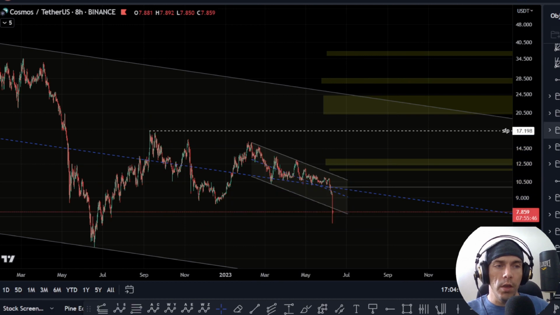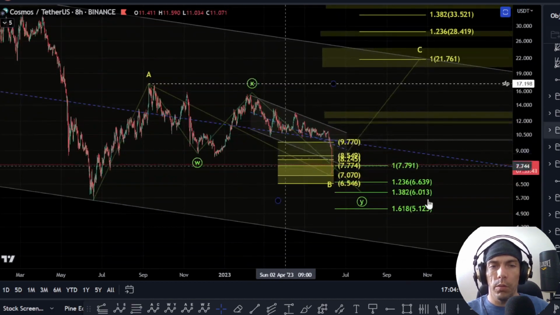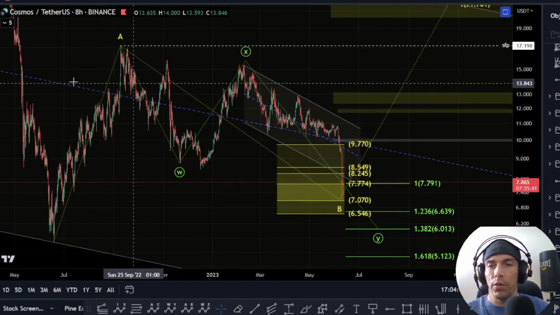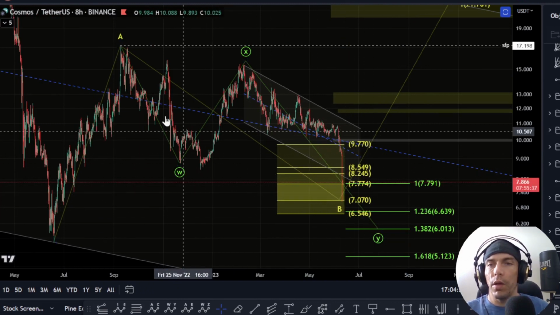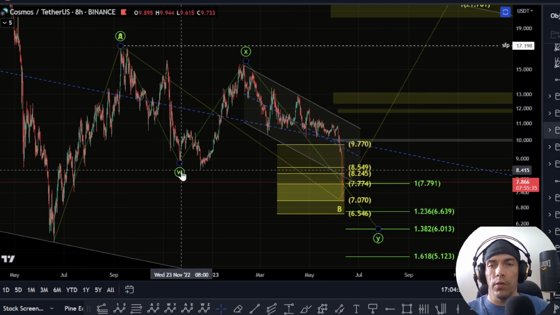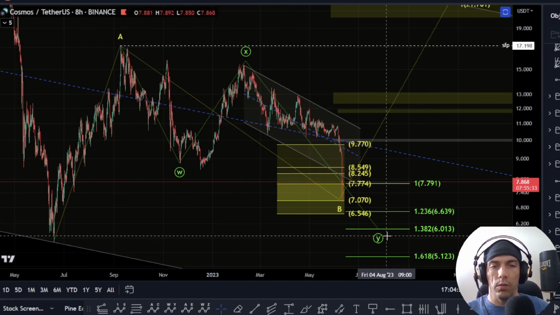Okay, so looking at this rather as a corrective move, what we were talking about in the previous video was actually the possibility of coming back down deeper here, looking to retest some of these lower levels. So the way I'm currently looking at this move is that this could be a W, this could be an X, and then this would be a Y.